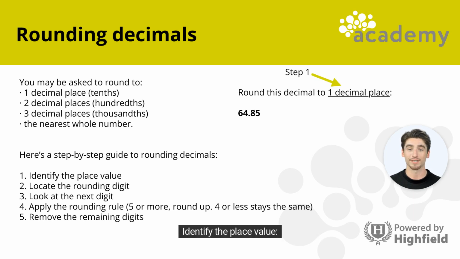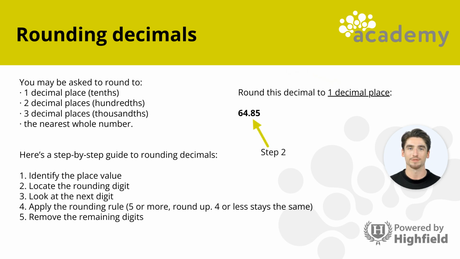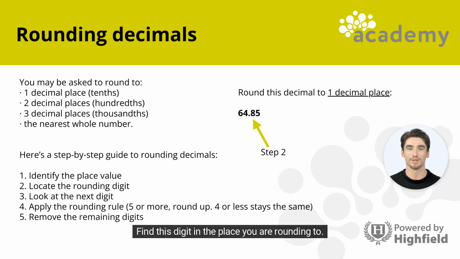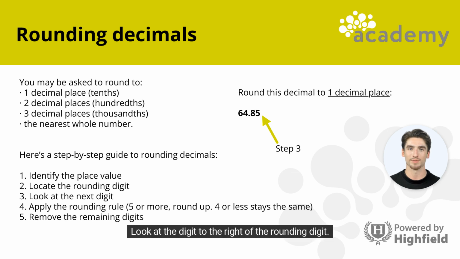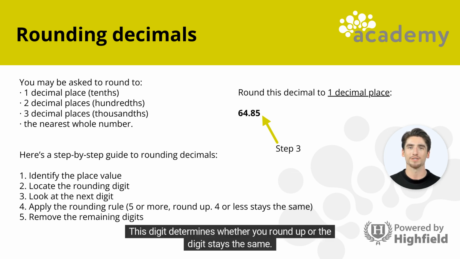Step 1. Identify the place value. Determine which place you need to round to. What is the question asking? 2. Locate the rounding digit. Find this digit in the place you are rounding to. 3. Look at the next digit. Look at the digit to the right of the rounding digit. This digit determines whether you round up or the digit stays the same.